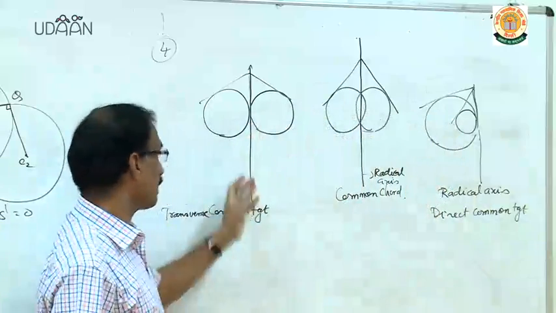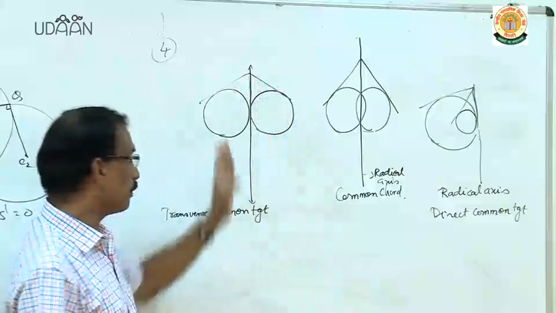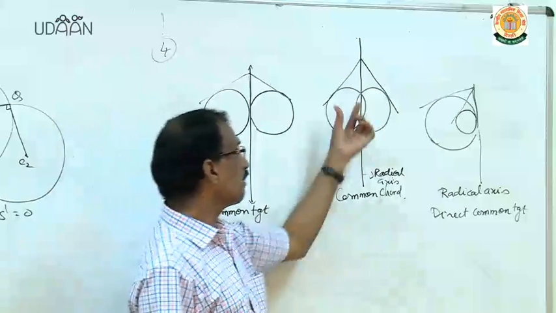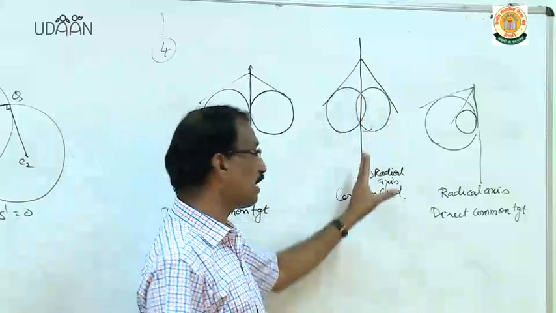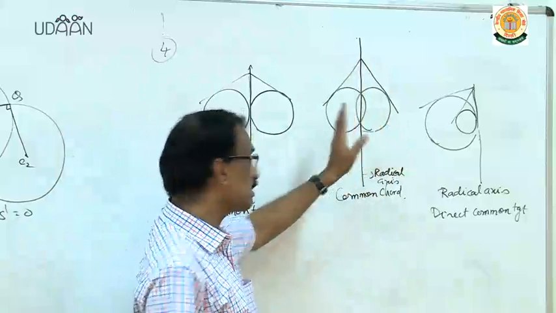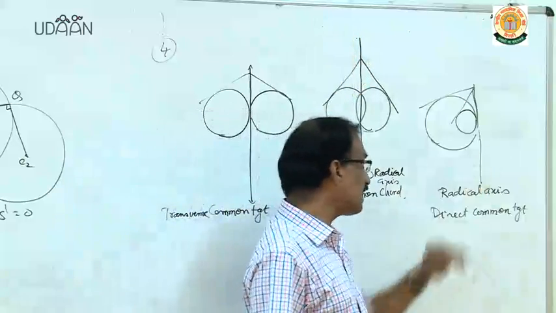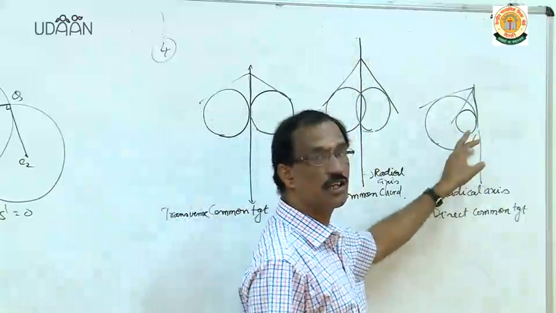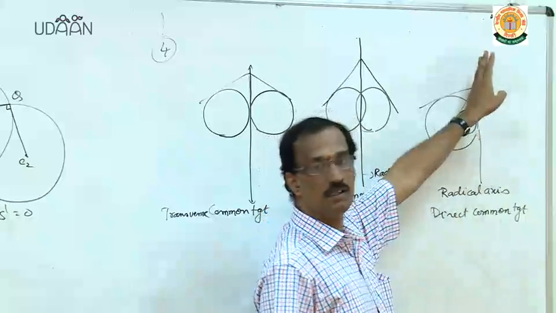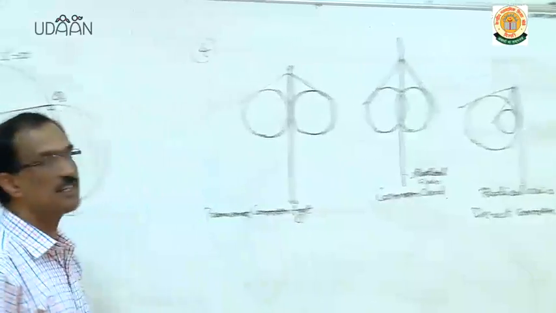So in the fourth property, if two circles touch externally, your radical axis is the common tangent to these two circles. And if two circles are intersecting, it is very important, then the radical axis is the common chord of these two circles. And the third case, if the two circles are touching internally, then the direct common tangent is your radical axis. Now, let us move to the radical center.